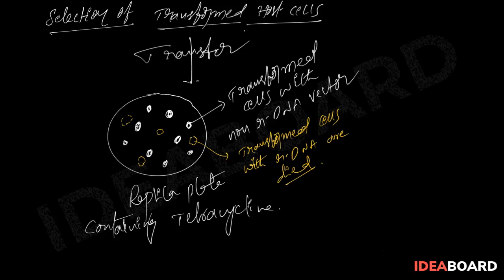It's a kind of difficult procedure, so we can go with an alternative, insertional inactivation. In that, based on the colony color, we can isolate the recombinants.